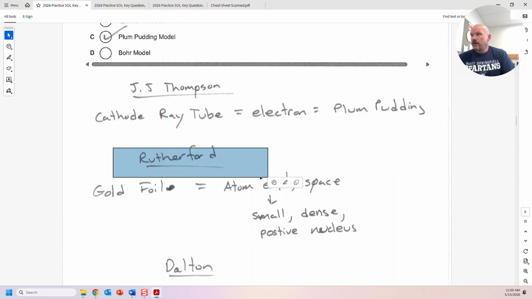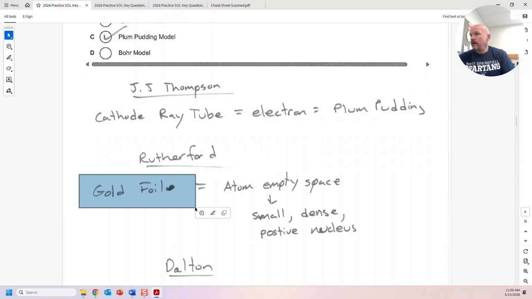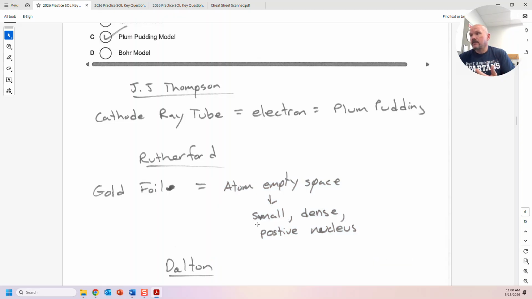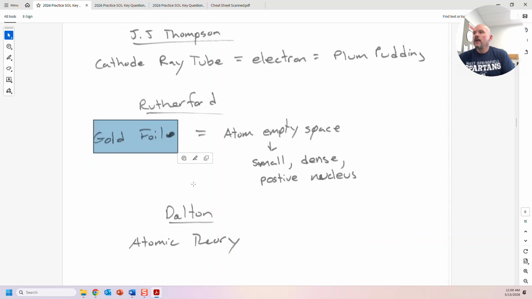When it comes to Rutherford, you're thinking gold foil experiment. That's when he used alpha particles. He fired them through gold foil. He discovered the atom is mostly empty space, right? That's what he gets credit for. But basically, he gets credit for how small, massive, and positively charged the nucleus is, and how small it is compared to the rest of the atom. That was gold foil, Rutherford.